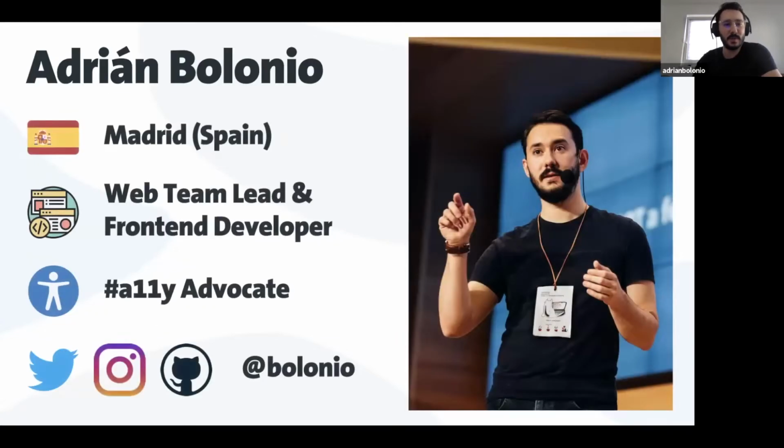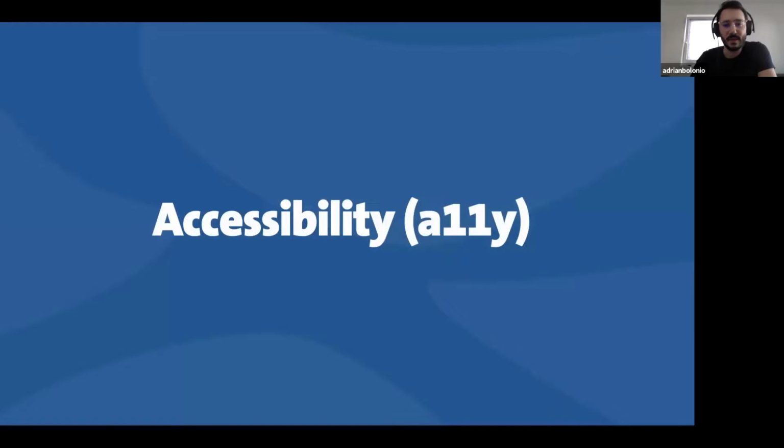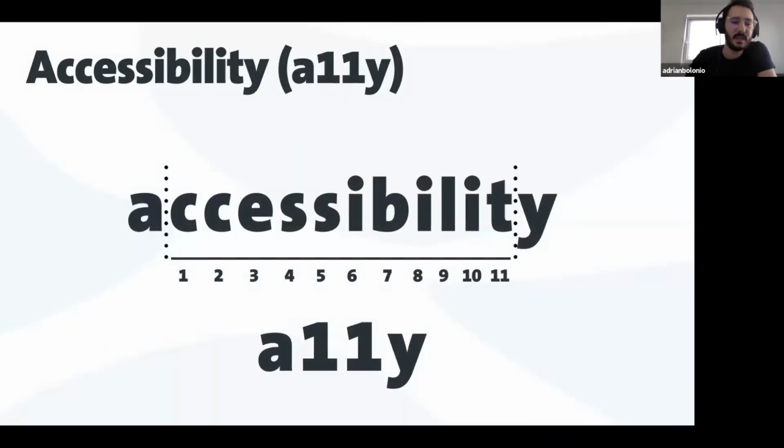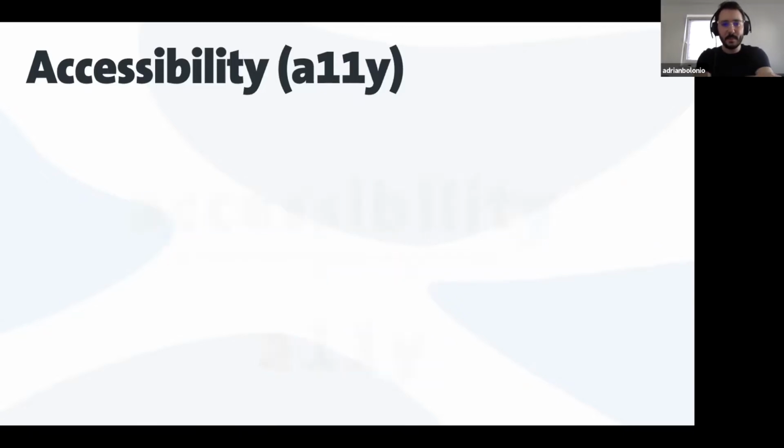First of all, let me introduce myself. My name is Adrian. I'm from Spain. I'm a team lead of the web team in my company. I'm a front-end developer, and I'm a strong accessibility advocate. A lot of people ask me what is A11Y, the acronym for accessibility. This is because there are 11 letters between the A and the Y in the word accessibility, and this is internationally known as the acronym for accessibility.